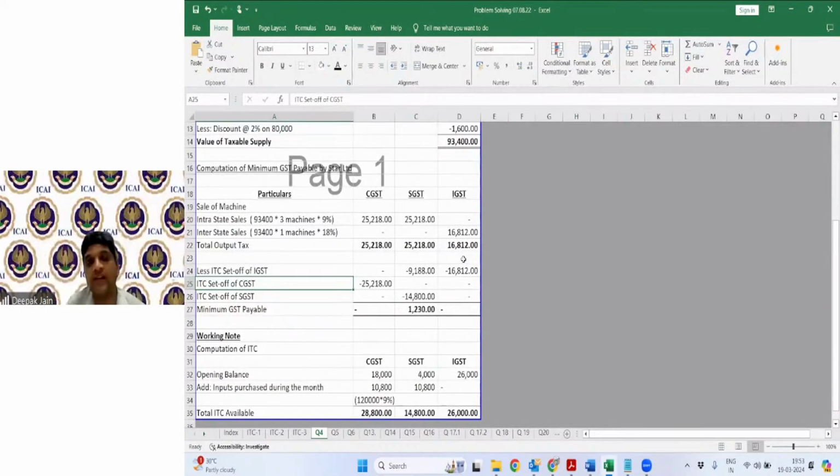You cannot pay CGST and SGST while keeping a balance in the IGST credit. The IGST kitty should be cleared off first.